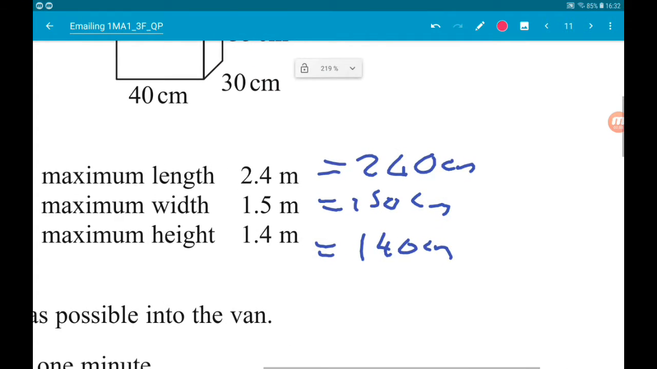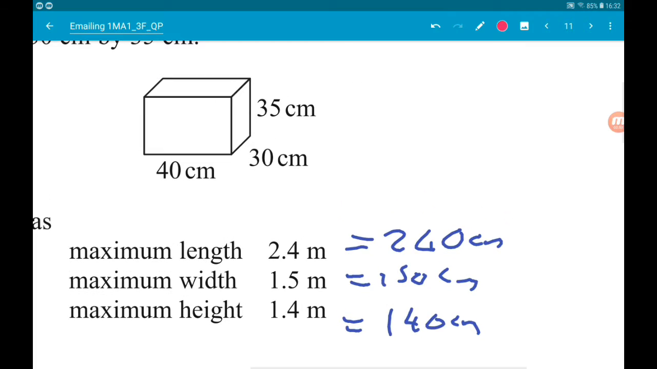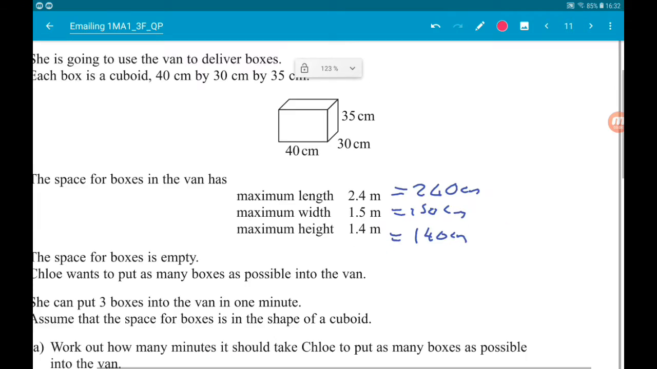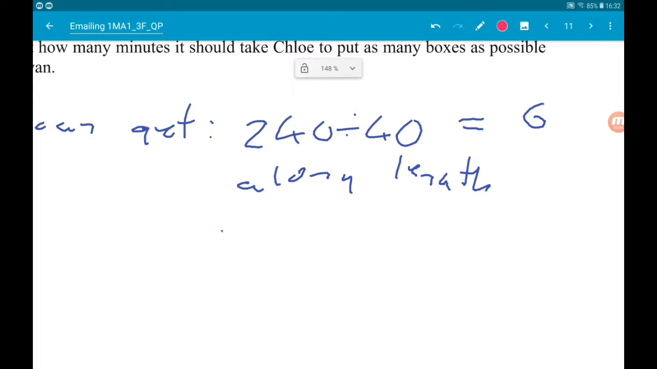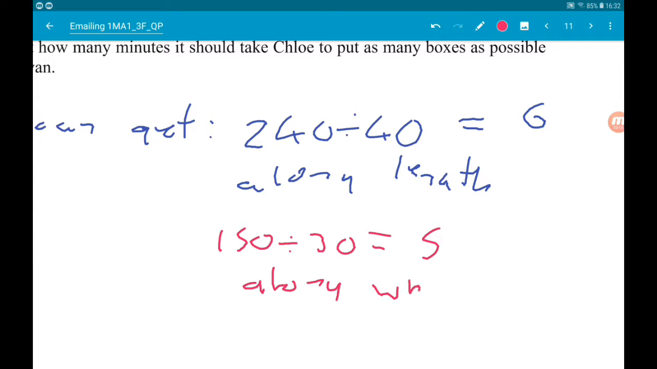And then 150 divided by 30 along the width, which is 5. So imagine she's putting these in layers. We now know the layer is going to be a rectangle with 6 times 5 boxes.